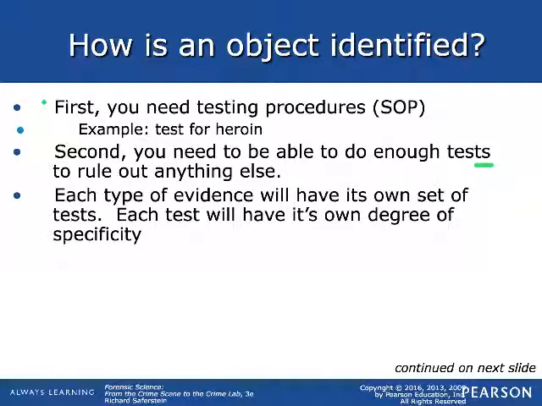Okay, each type of evidence is going to have its own set of tests, and each set of tests will have its own degree of specificity. There's going to be an SOP or an analytical chart that you follow that says, okay, you've done enough tests. You can definitely say, without a doubt or with very limited doubt, that this is what it is.